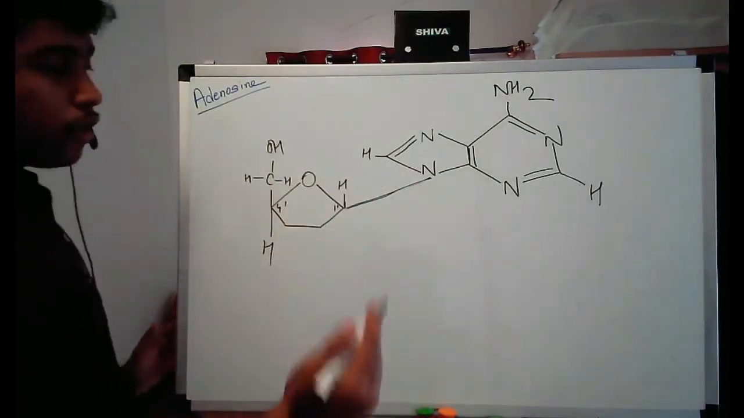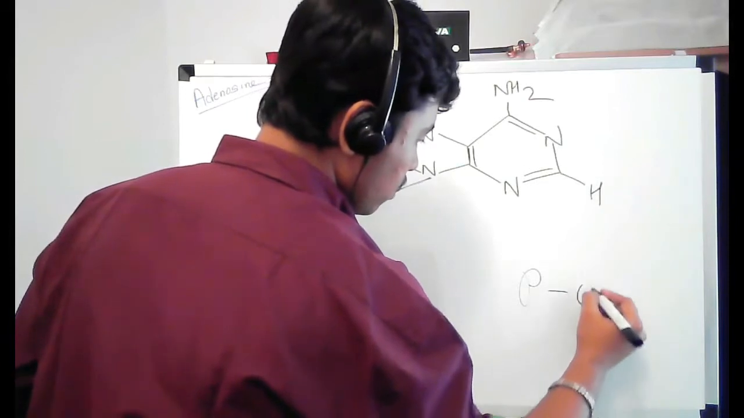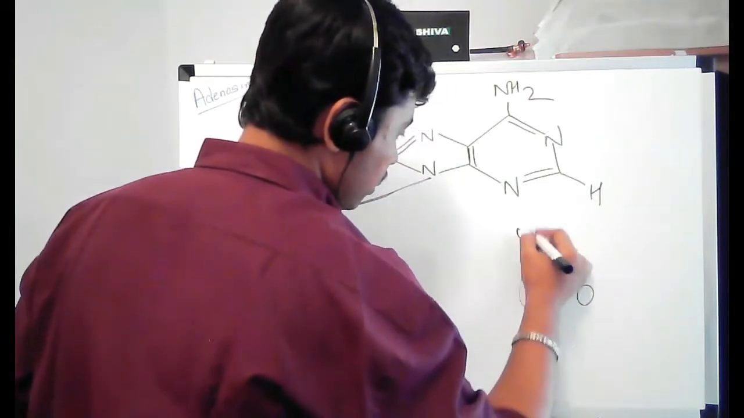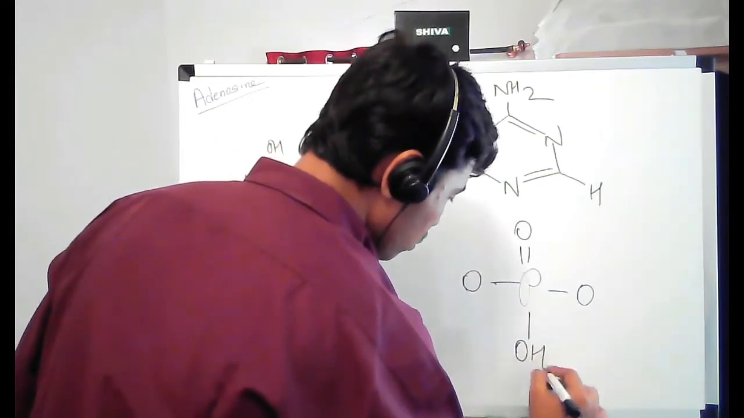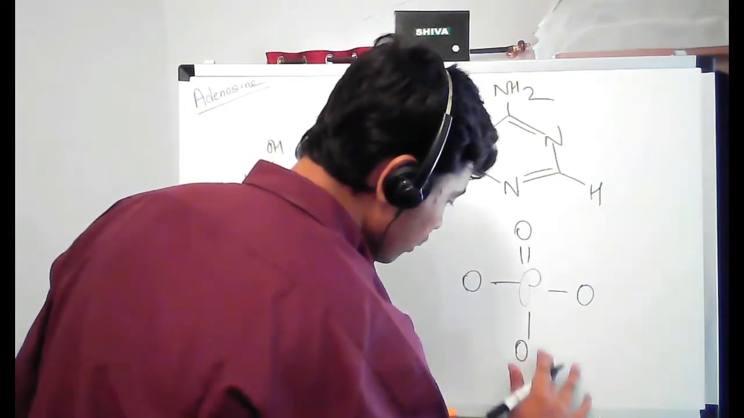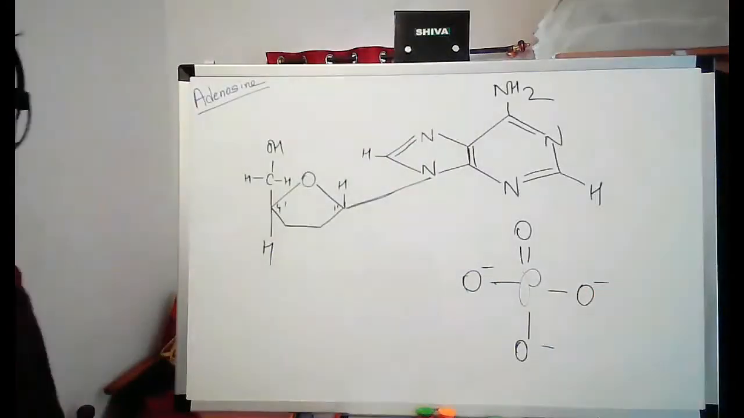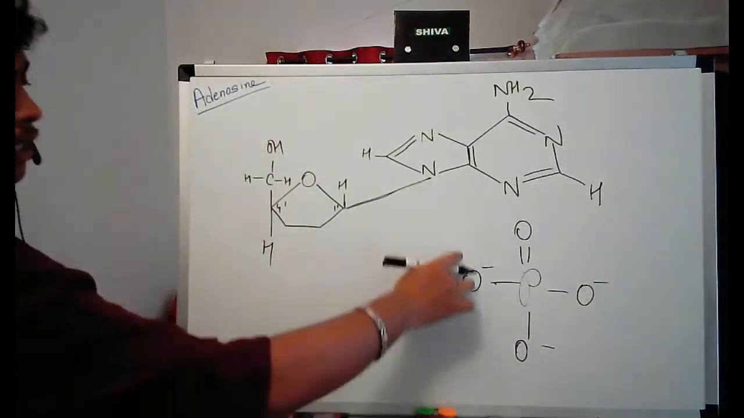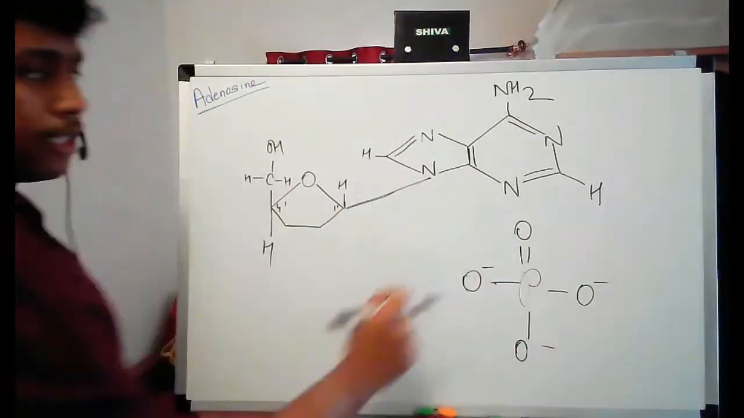Now, the phosphate group looks like this. There's no H actually, that's actually negative. This is negative, this is negative, this is negative. These three sites are the reacting sites. This is inert. This is inert. These three are the reacting sites.